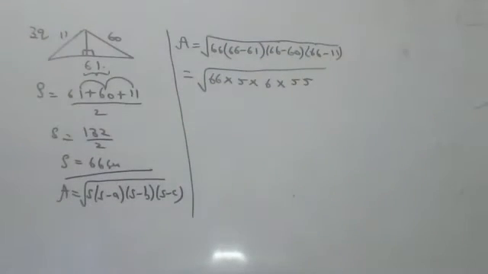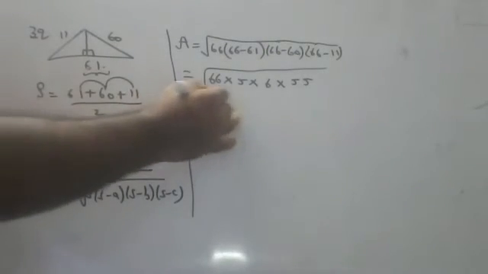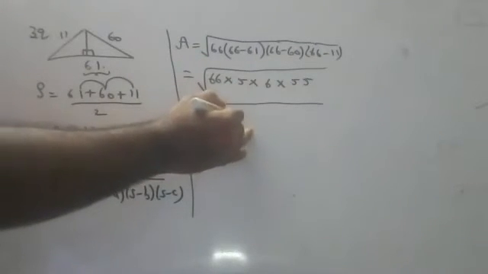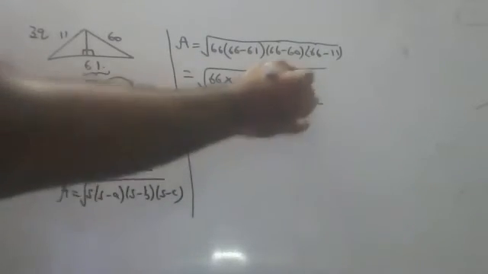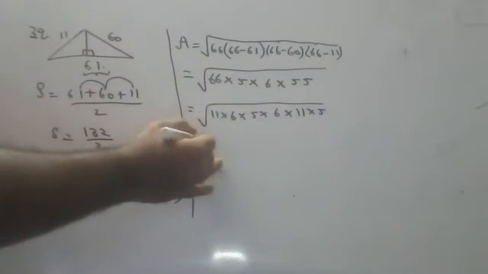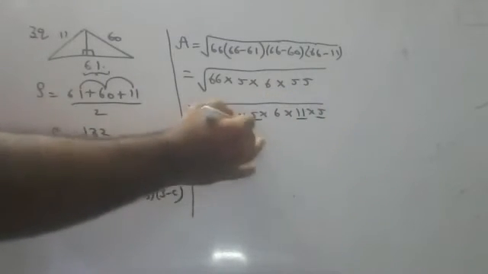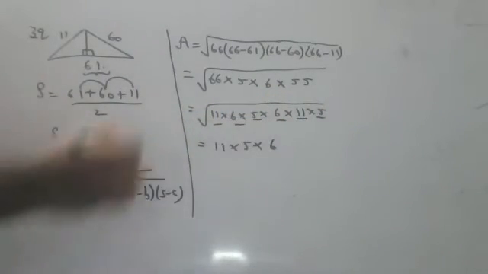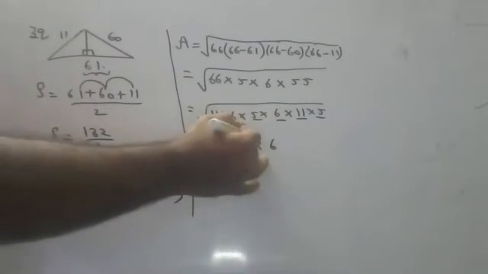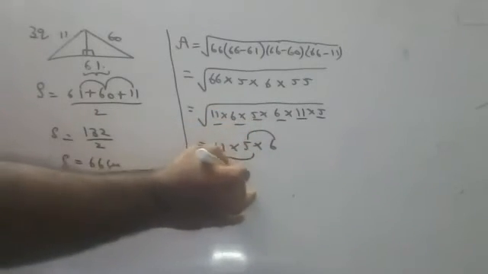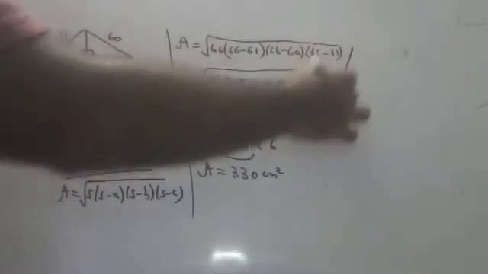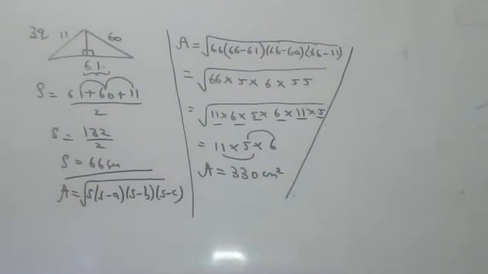Please check, children. I hope everything I did correctly. Check if I did any mistake, please. Okay. Now please see here. 66 I will write as 11 into 6. 55 I will write 11 into 5. 2 11s are there, 1 11 will come out. 2 5s are there, 1 5 will come out. 2 6s are there, 1 6 will come out. Wow, fantastic. So 5 6s are 30. 30 into 11 is 330 centimeters square. So 330 centimeters square is the area.